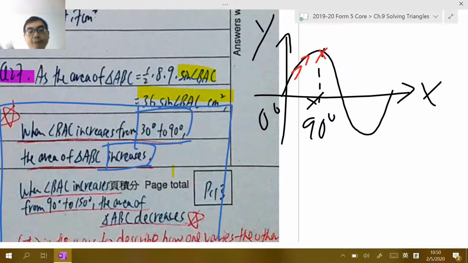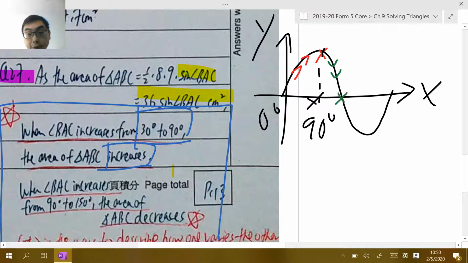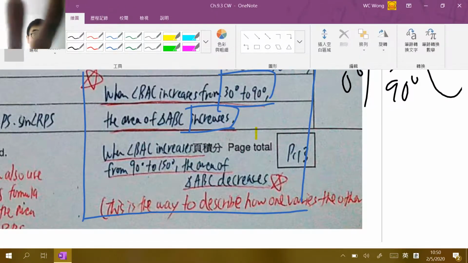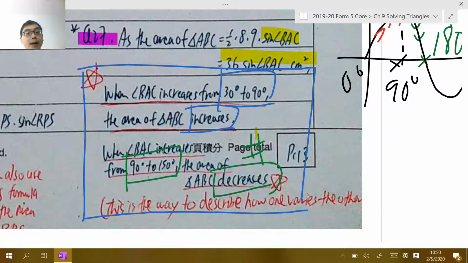But do remember that after 90 degrees, it will go decreasing, because you go down and down and down until it reaches 180. But you cannot go further, because when you reach 180, the angle should be within 180 in a triangle. For a circle, you can have more than 180, but for a triangle, it must be less than 180. So when we talk about the angles further, when it goes from 90 to 150, do remember to write decrease instead of increase. This is what you really need to write in your answer.